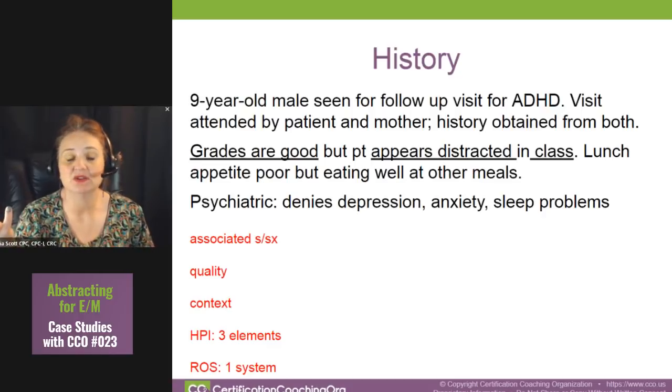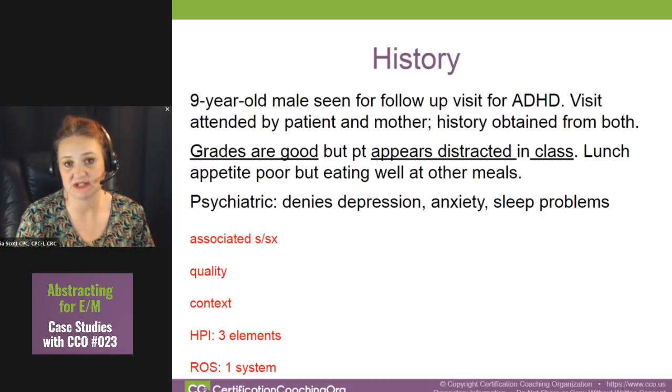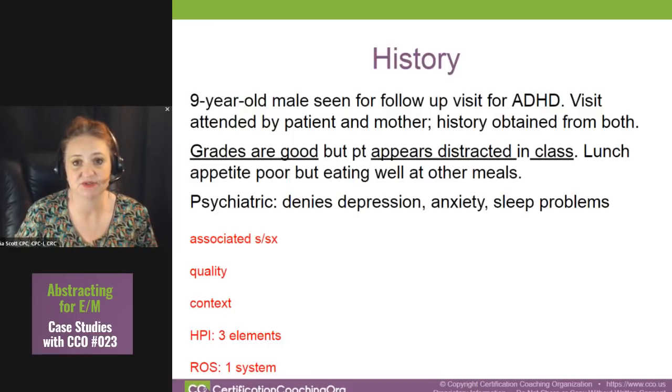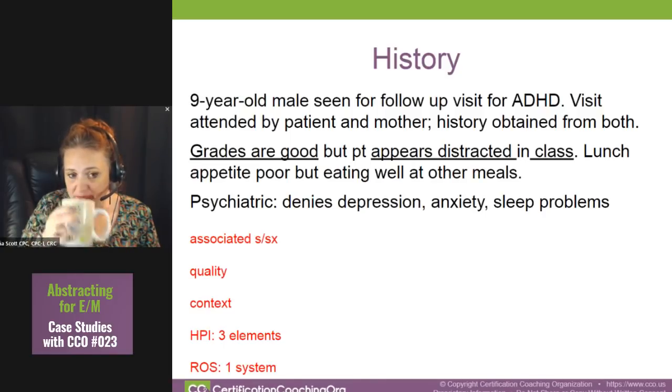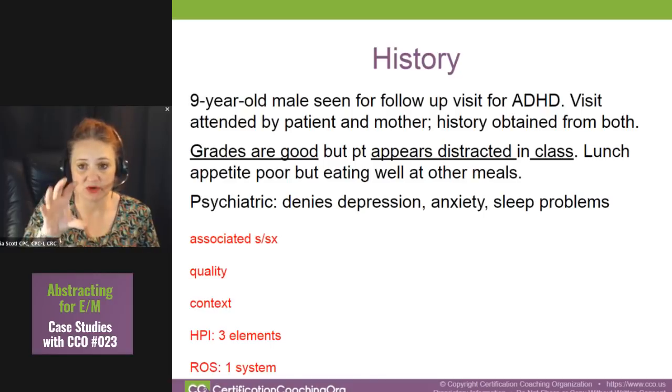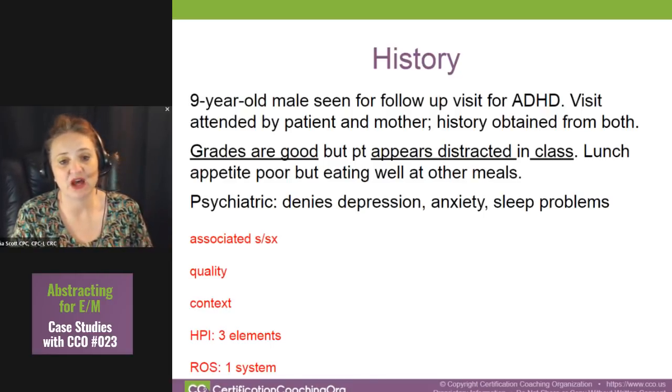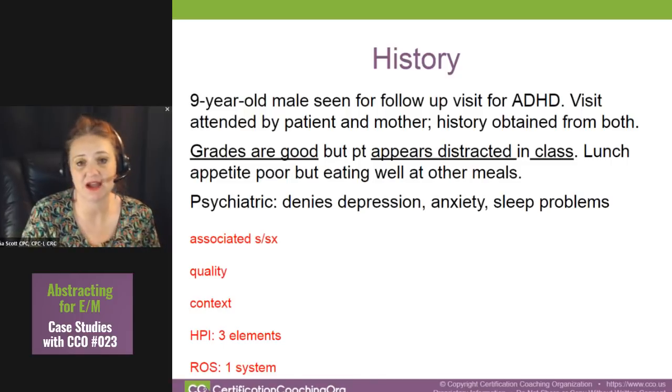So does the patient have problems at home too? This isn't addressed, and maybe it's addressed at a different time, but ADHD children, left to their own devices, not having to sit in a structured learning environment, usually are perfectly fine. So lunch appetite poor, but eating well at other meals. Again, you could pull that, but we've got everything we need in that first sentence. So for the HPI, which is where we're pulling this, we've got three elements: associated signs and symptoms, quality, and context. Three elements that we've already abstracted.